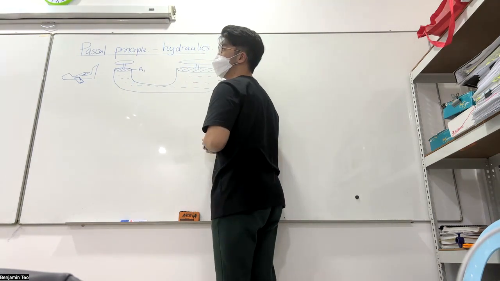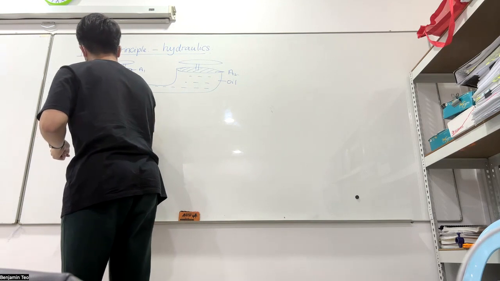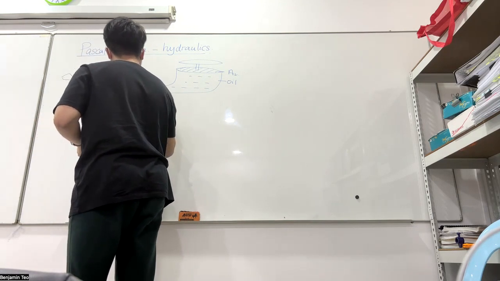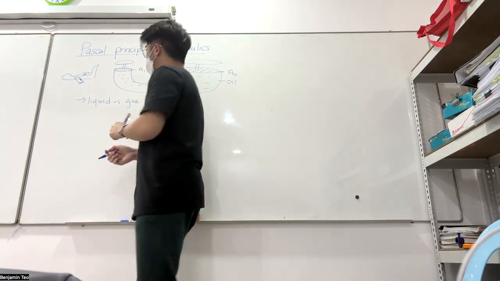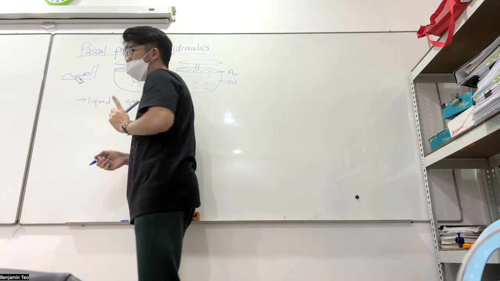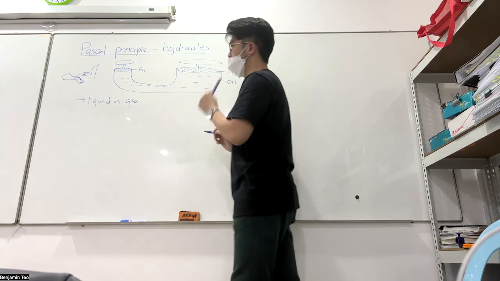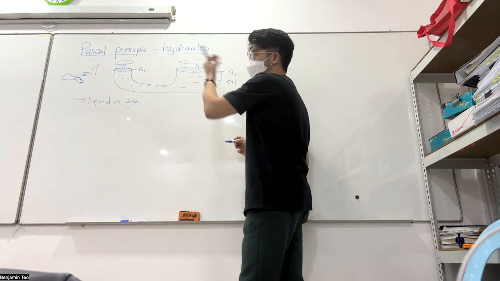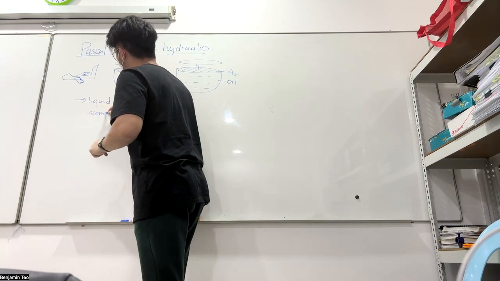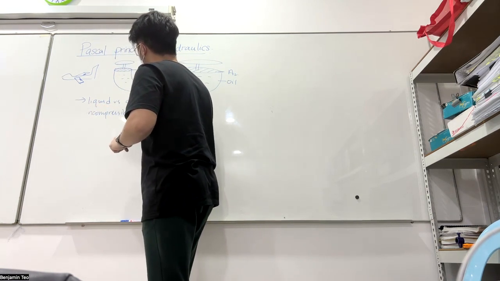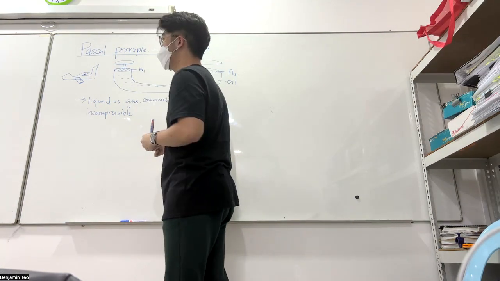Remember in the last lesson we talked about what's the difference between liquid and gas? Many differences, right? The particles, arrangement. But the main property that we use liquid as hydraulic oil in the hydraulics is because liquid is incompressible. Gas is compressible. Meaning that you can compress gas.